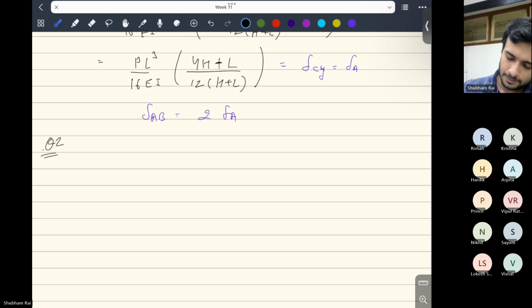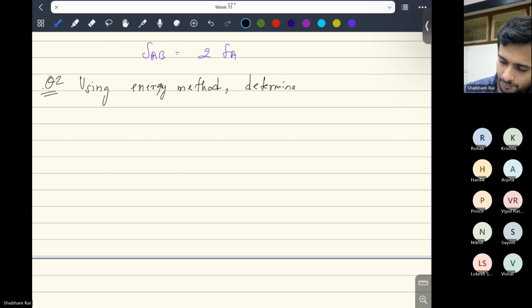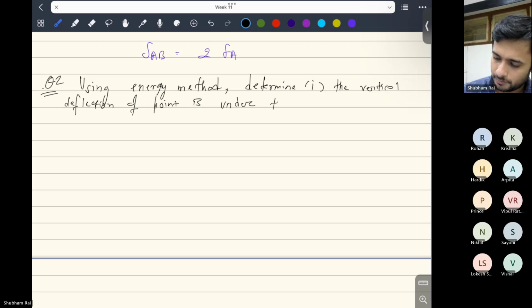So question 2. In question 2, what you have to do is find, using the energy method, I mean the Castigliano theorem, the following. In the first part, you have to determine the vertical deflection of point B under the action of load W. I'll draw the diagram, don't worry.